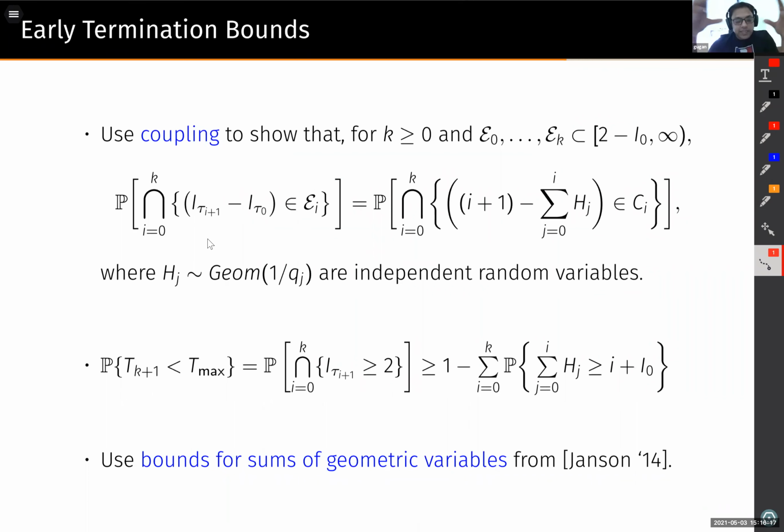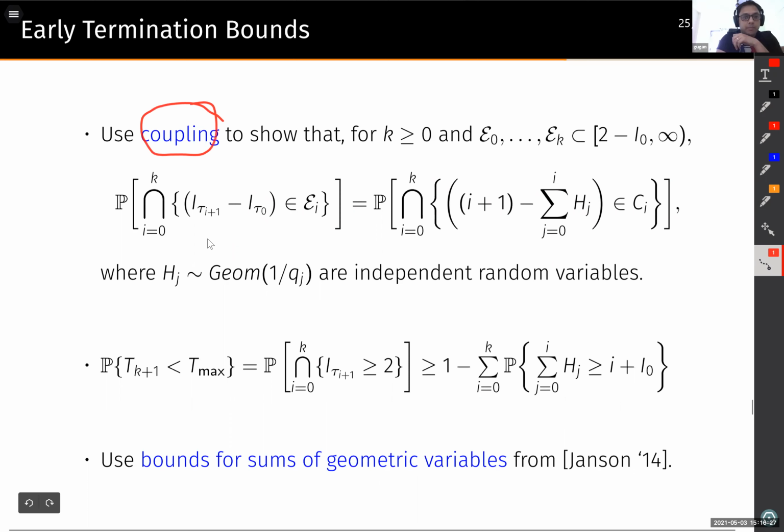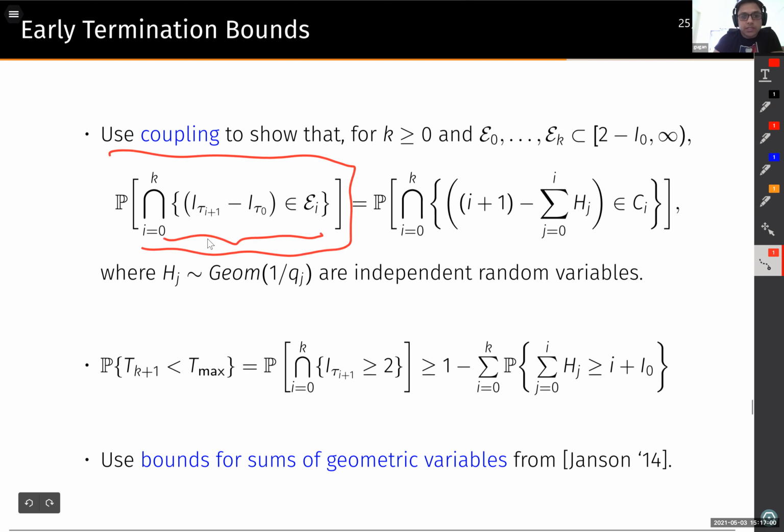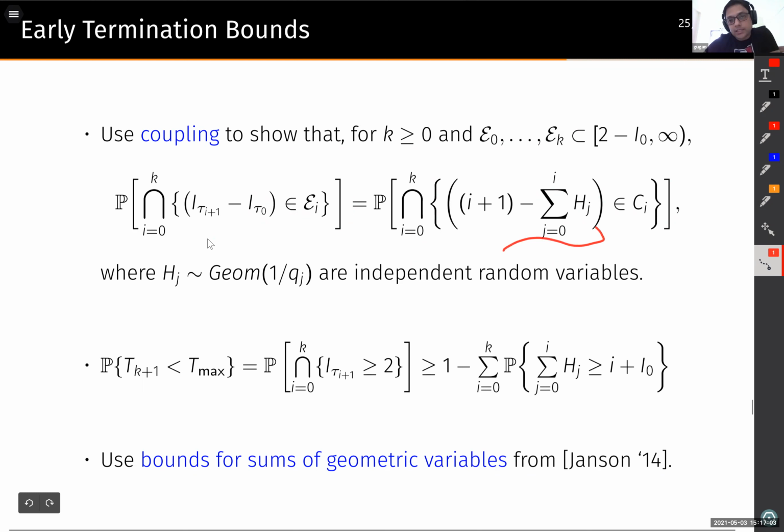is that the number of recoveries between these stopping times can be shown to be a truncated geometric random variable. In particular, we can show that by making use of a coupling, if we have some events E0 to EK, which all satisfy the condition that they are all a subset of this. As I mentioned before, this condition ensures that the process has not ended at these time instances tau I. So this choice of event implicitly imposes the condition that the process has not ended, and under this implicit condition, one can show that the probability of the intersection of these events is equal to the probability of the intersection of these events.